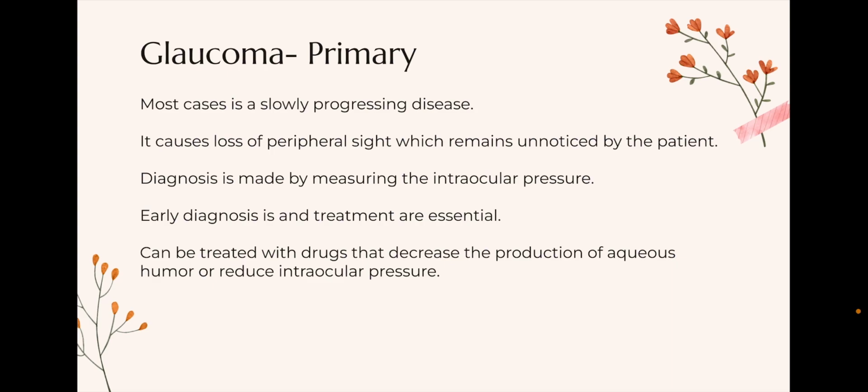There are some exceptions. Originally, it causes a loss of peripheral sight, which typically remains unnoticed by the patient. Diagnosis is made by measuring intraocular pressure, and early diagnosis and treatment is essential so we do not lose full vision. This can be treated with drugs that decrease the production of that aqueous humor or reduce intraocular pressure.